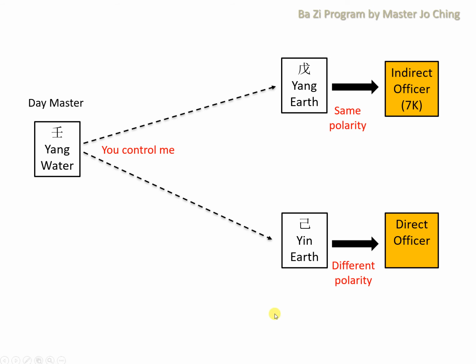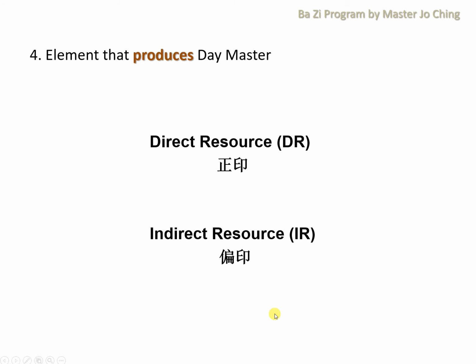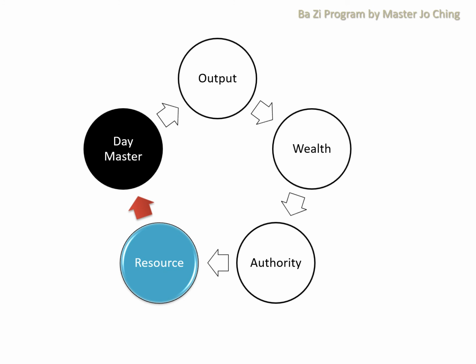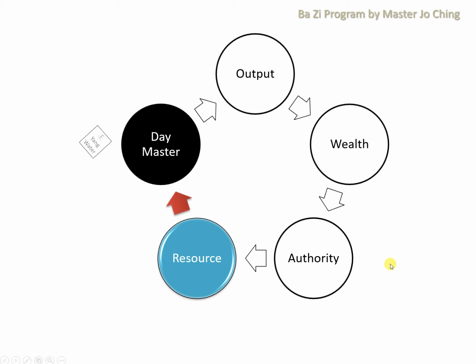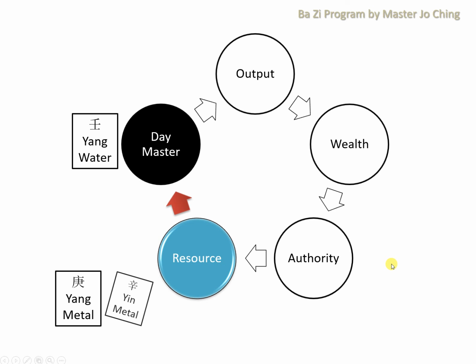So let's move on. The element that produces the day master. What enhances and produces the day master is the resource star. Like this, resource produces your day master. In this case, there are two types of so-called resource star here. One is Geng, one is Xin, because metal definitely produces water.